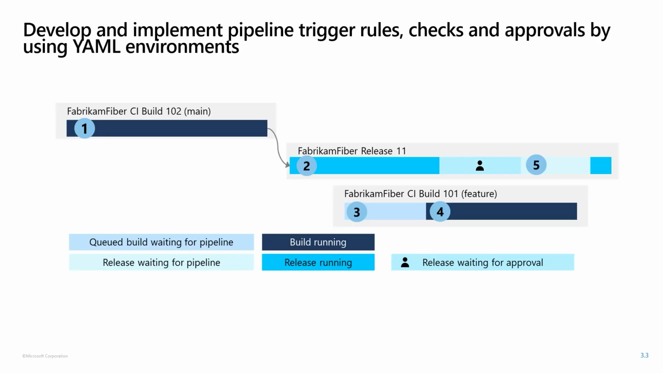Keep in mind that a release only uses a parallel job when it's actively deploying to a stage. Otherwise, it does not consume any parallel job resources. Consider the options to increase the number of parallel jobs per organization. There are a few that depend on the project's visibility, if it's either public or private.